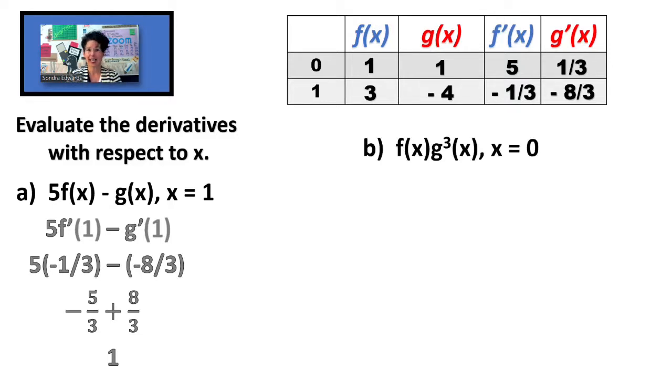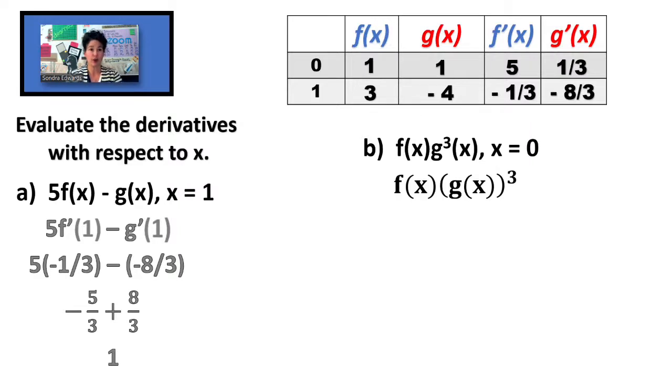All right, here's our second one. F of x multiplied by g cubed of x evaluated at x equals 0. Here's one of those examples of what I like to call a misplaced exponent. Yes, it does mean g of x to the third power, but I really do not care for this notation because it is not conducive to performing derivatives. So first thing I'm going to do is rewrite the original problem, and instead of saying g cubed of x, I'm going to say g of x cubed.